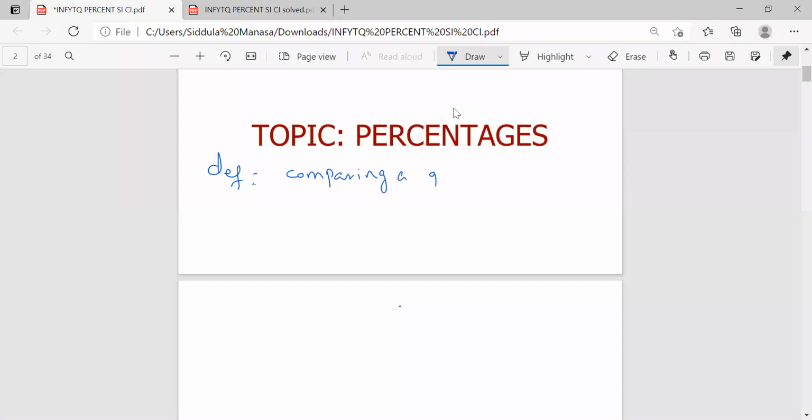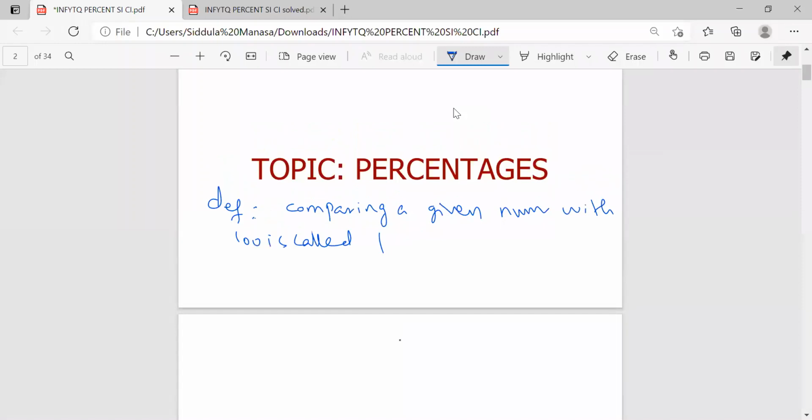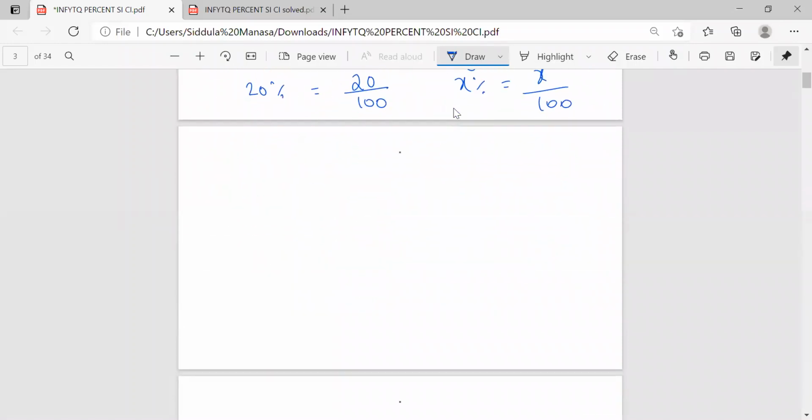Comparing a given number with 100 is called percentage. So if I say 20%, 20 is a number you are comparing with what? 100. In the same way, X percentage is there. X is a number you are comparing with what? 100. So comparing a given number with 100 is called a percentage.